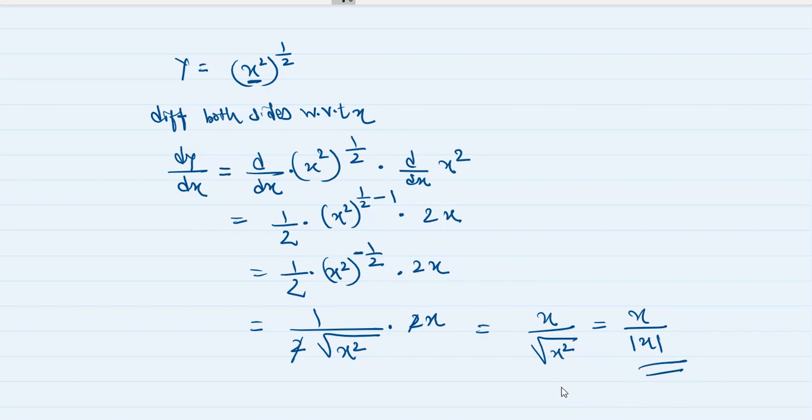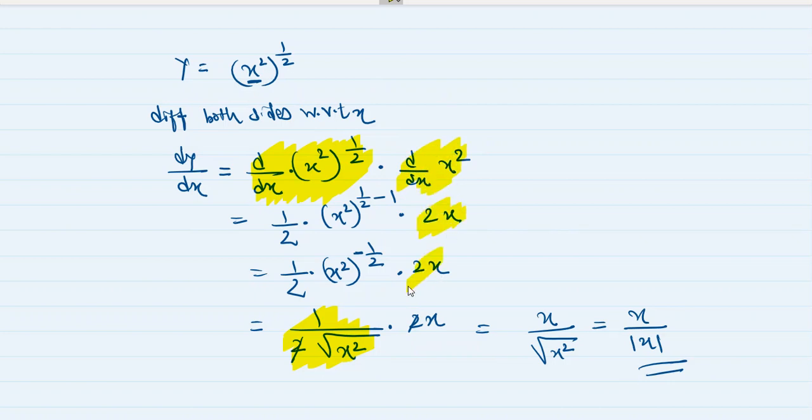How did I apply the chain rule over here? I first differentiated the outer function, that is raised to 1 by 2, and I did not touch that inner function x square. I kept it as it is. I kept that x square as u, but I did not write u. I just left it as x square. So I got 1 upon 2 under root of x square. Of course, that 2 got cut later, and I multiplied that with the differentiation d by dx of that inner part, that is x square.